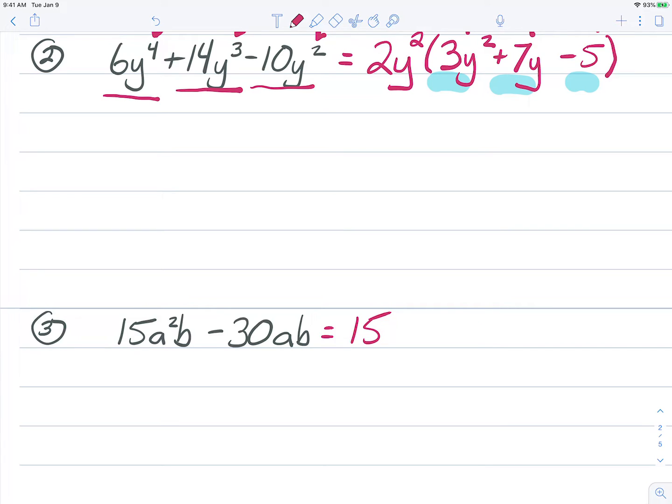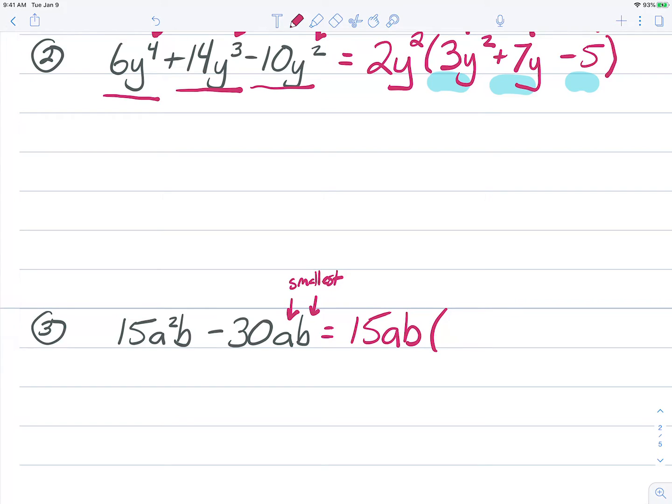So sometimes it is one of the numbers. They both have an a, and the smallest exponent is my a to the first, so I'm just going to take out an a. They both also have a b, so I'm going to take out a b, and again, my smallest exponent is that 1.